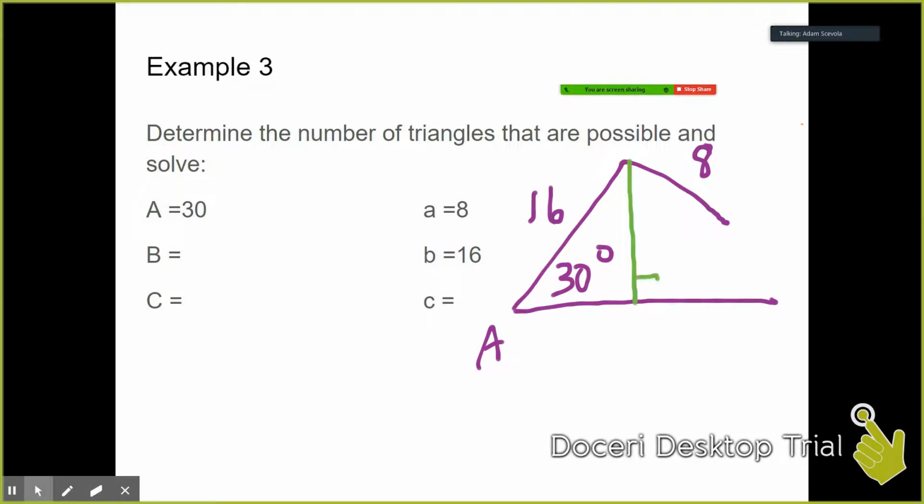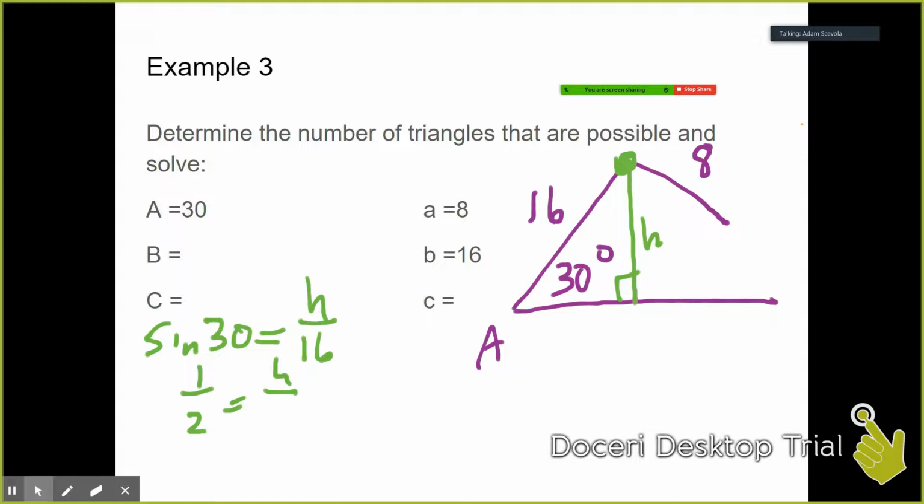So if I drop a line from this point straight down, I'm now going to solve this. Now, it is a 30, 60, 90 triangle, so if it wasn't, then I would probably have to do SOHCAHTOA to find h. But since I know the sine of 30 is 1/2, and also the ratio of the short leg to the hypotenuse in a 30, 60, 90 triangle is 1:2, then I could solve this and get that the height is 8.